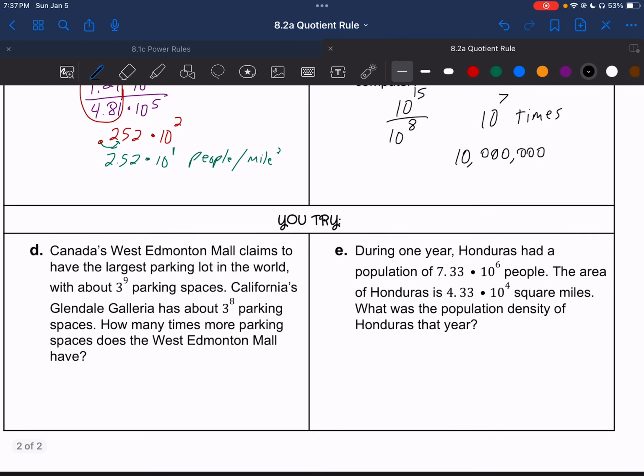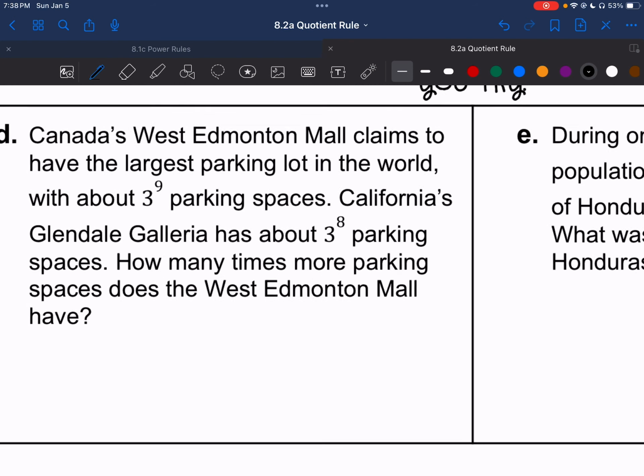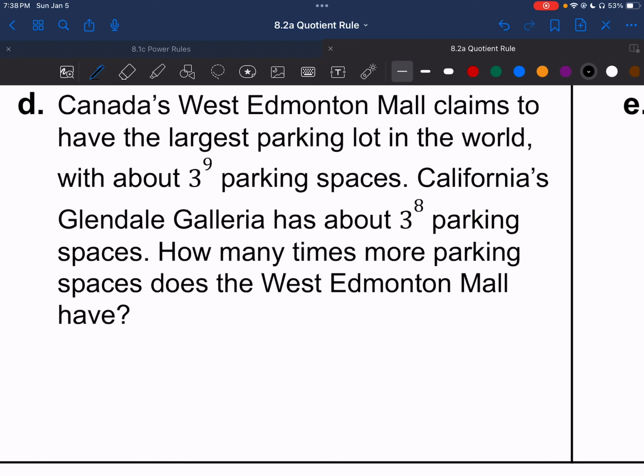All right, there are 2 you try problems. I want you guys to do those on your own, and then we will go over them. So we have Canada's West Edmonton Mall claims to have the largest parking lot in the world with about 3 to the 9th parking spots. California's Glendale Galleria has about 3 to the 8th parking spaces. How many times more parking spaces does the West Edmonton Mall have?